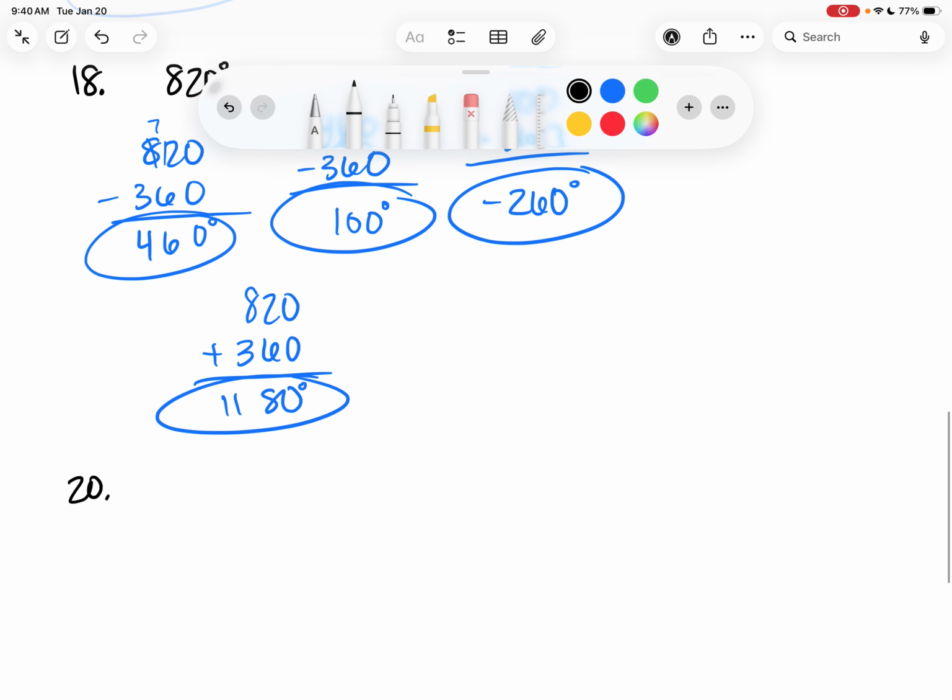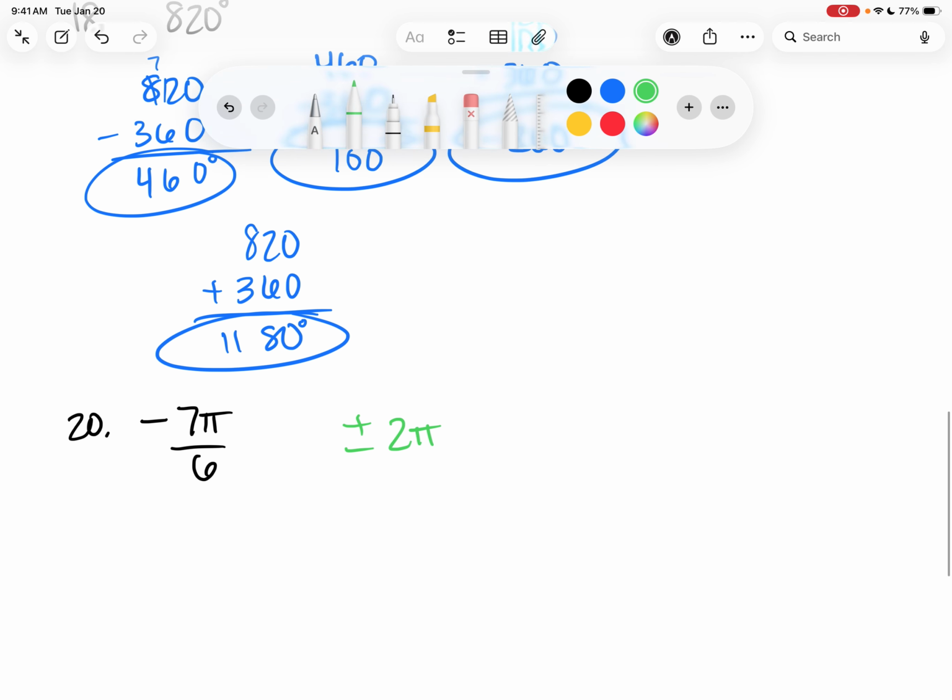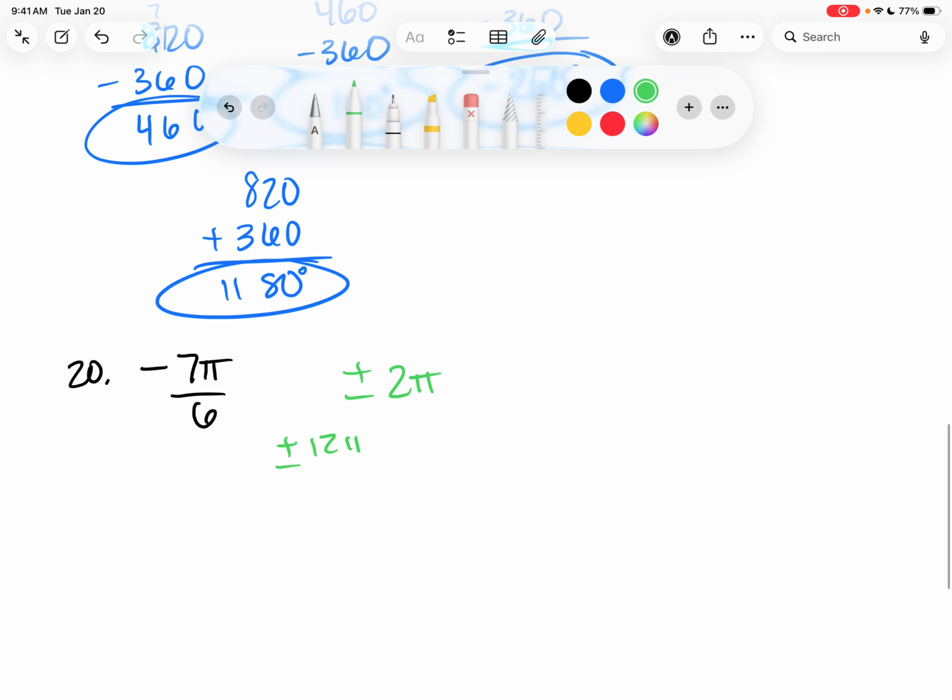All right, 20. Negative 7 pi over 6. So in radians, we're adding or subtracting increments of 2 pi, so plus or minus 2 pi to do that. Now, I see that this one is a pi over 6 value. So if I want a common denominator to easily add my fractions, I would need to find something over 6. So what pi over 6 would be the equivalent of 2 pi? 12. Yeah, so I'm going to be adding and subtracting 12 pi over 6 because that's the equivalent of 2 pi with what I'm dealing with.